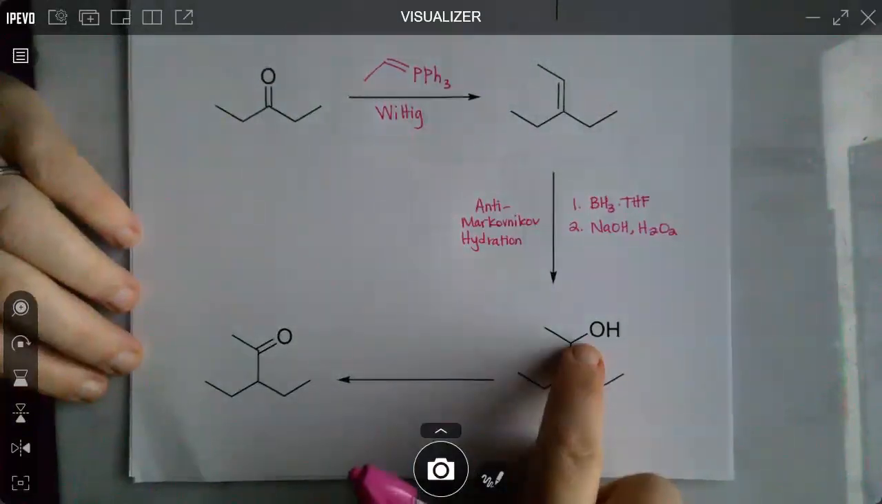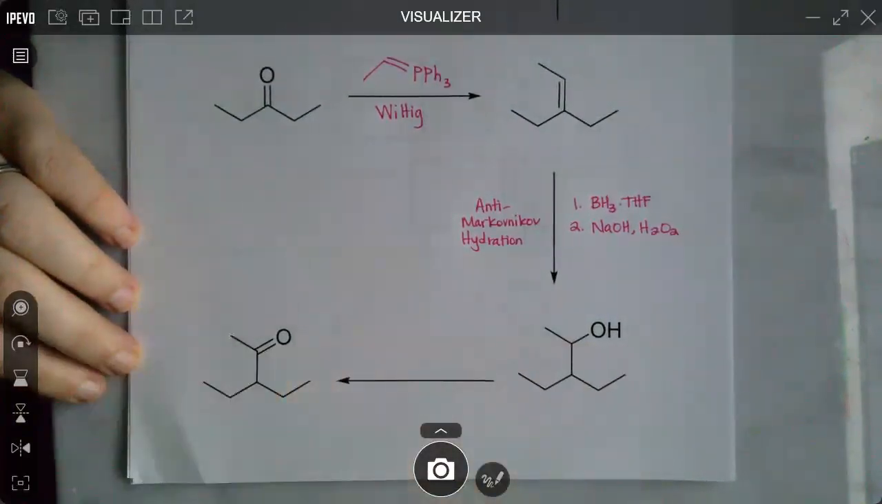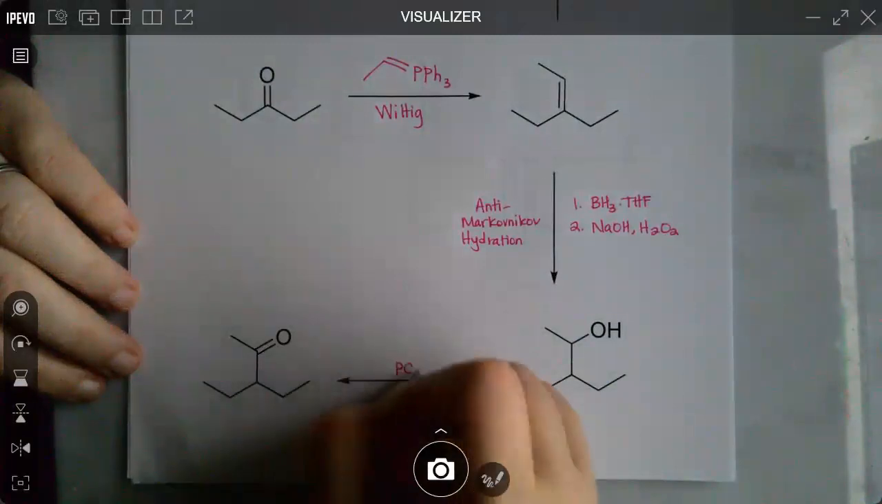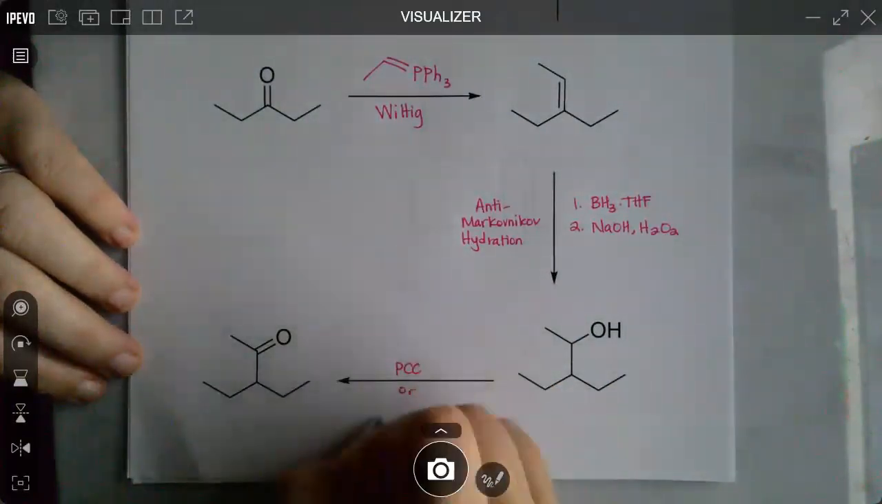Here we have oxidation of a secondary alcohol to a ketone. So we don't want to forget that we can use PCC or we could use sodium dichromate.